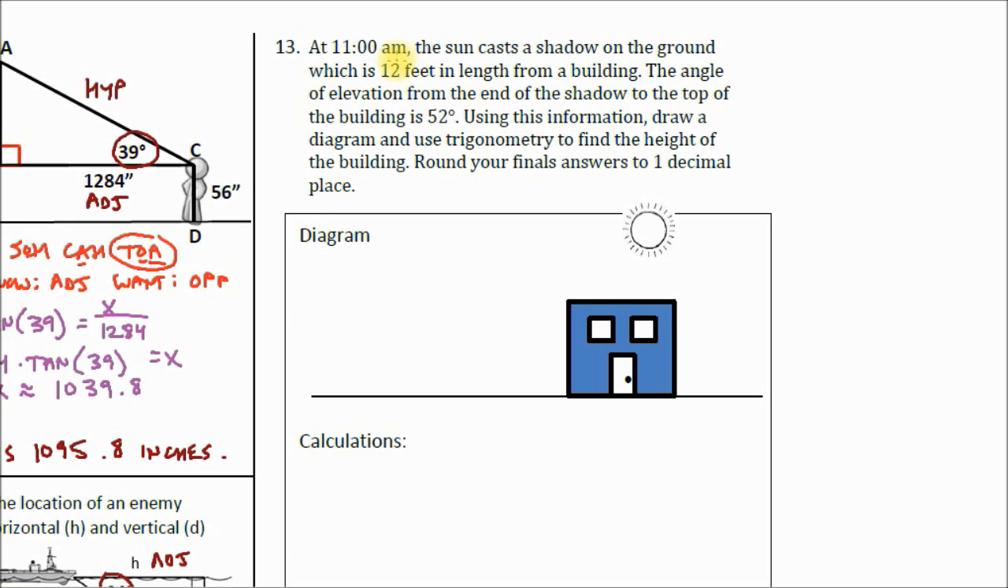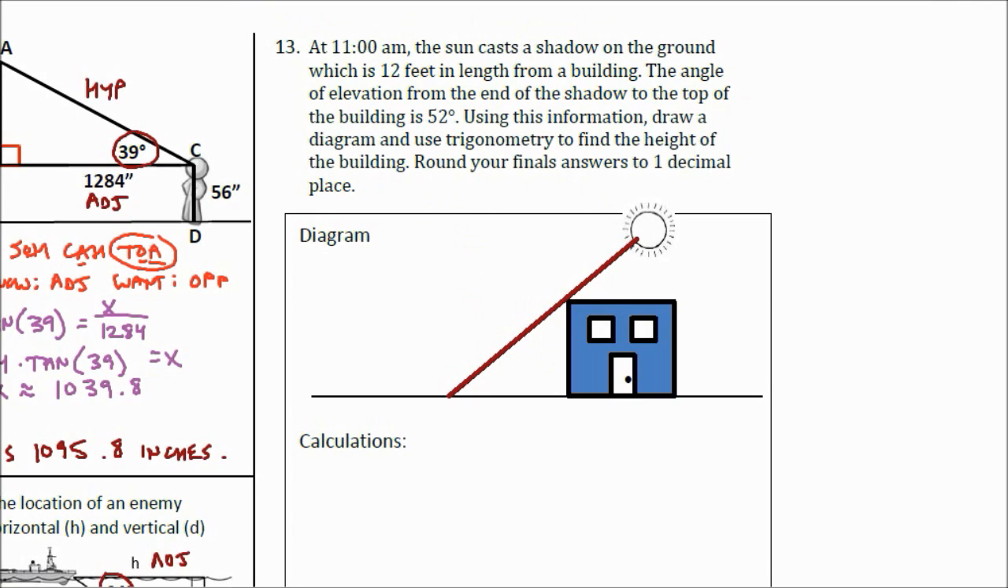Now I read that just like you read it and I get lost in the details. Let's take a look at what data they gave us. The sun casts a shadow on the ground. Let's go ahead and show that. So the sun is going to cast a shadow on the ground. That is kind of what it looks like to have a ray of sun coming from the sun hit the corner of the building. Here is our shadow right here. And our shadow is 12 feet.